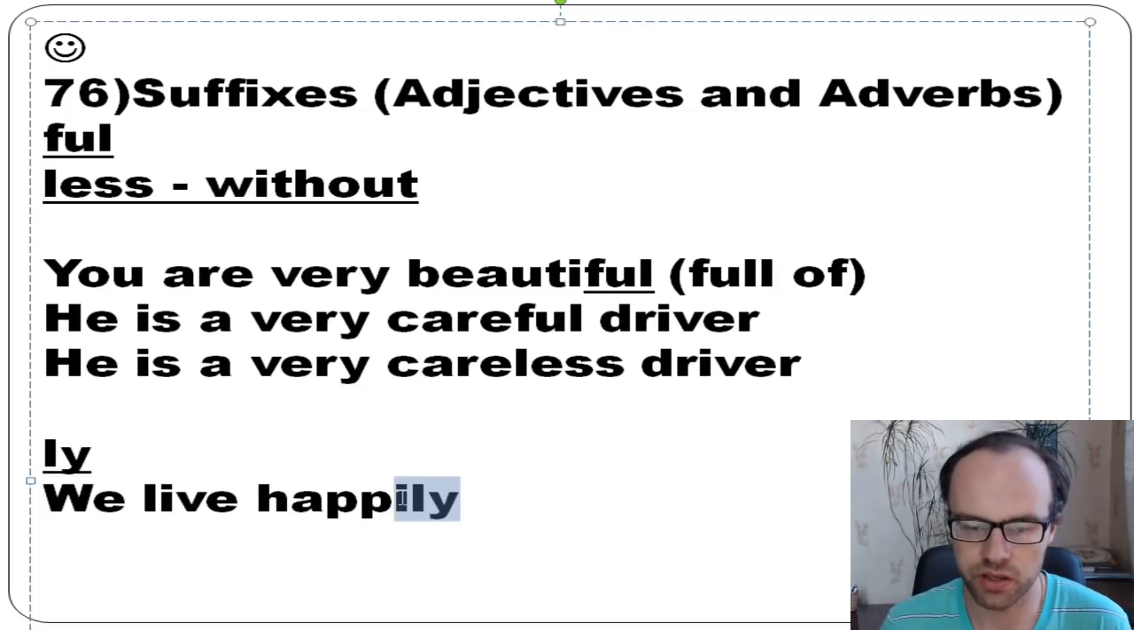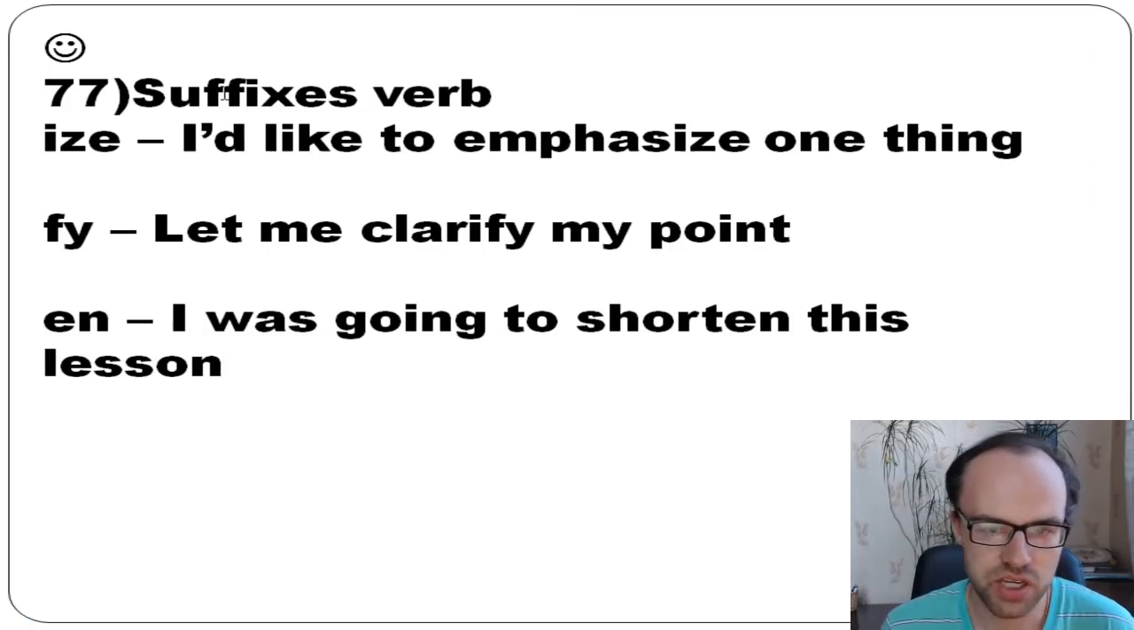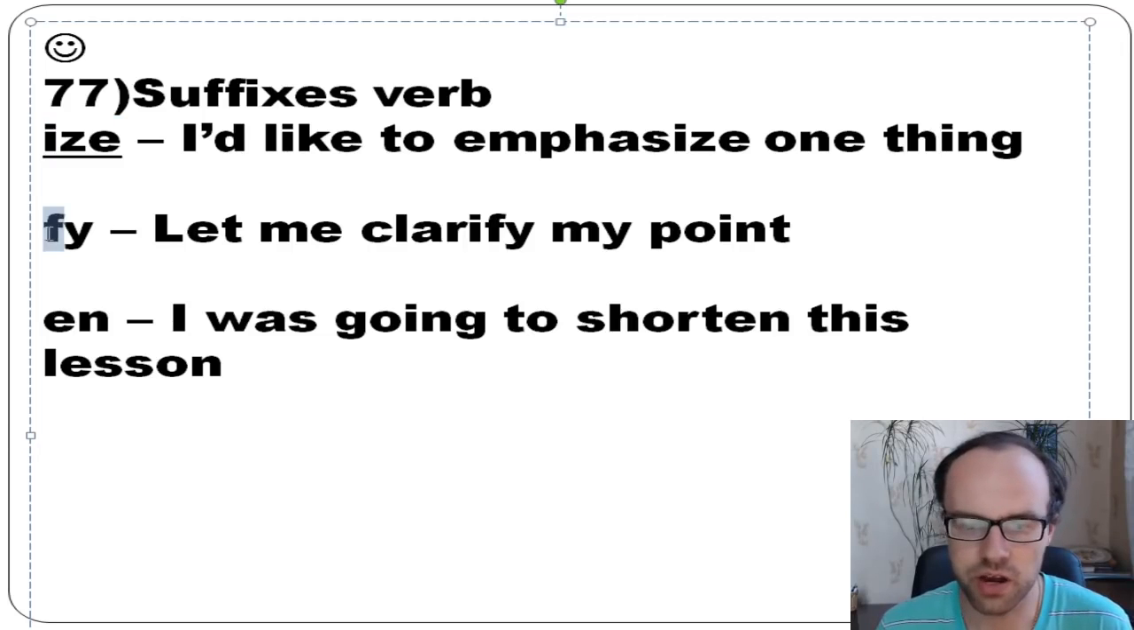We live happily. So really, let's live happily. Well, some verb suffixes, yes. I'd like to emphasize one thing. I'd like to actually put an emphasis on one thing. Or I'd like to draw your attention to one thing. So different phrases, different vocabulary. And let me clarify my point.